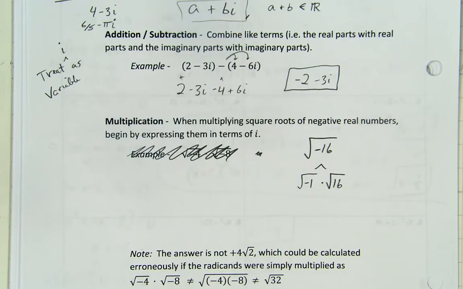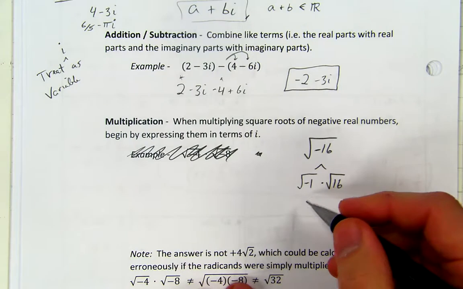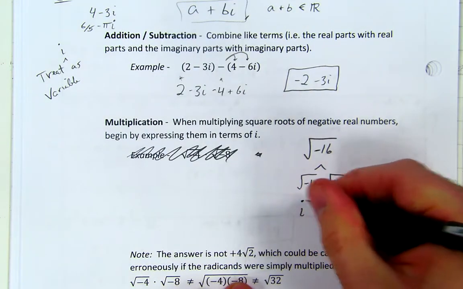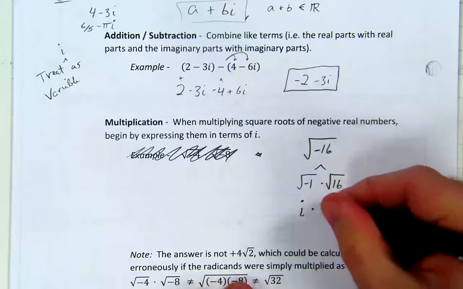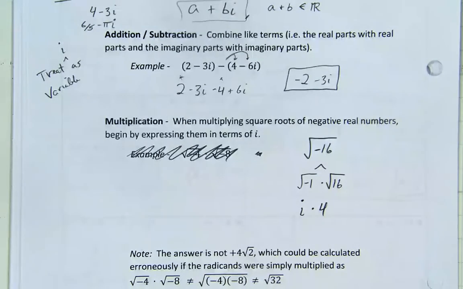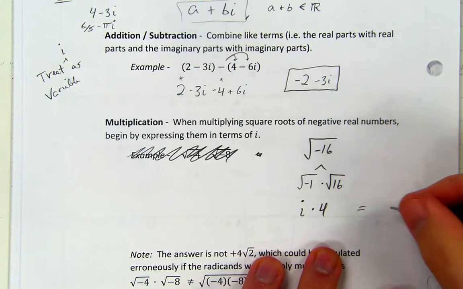All right, we can do that. Well, the square root of negative 1 is i, and the square root of 16, of course, is 4. So you are left with i times 4. And the way I would write that to be thorough is 4i.